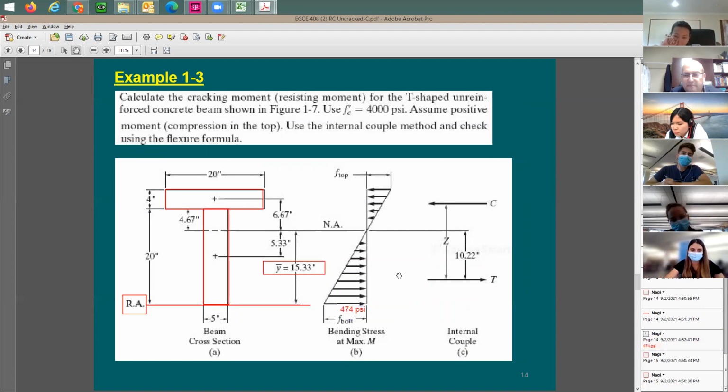I'm going to say yes. There's a very simple way. If you take this stress 474 and divide it by 15.33, it's going to give you the slope of this line. So from symmetry, or because we have two similar triangles, 474 divided by 15.33 is going to be equal to the stress on the top divided by 8.67 inches.